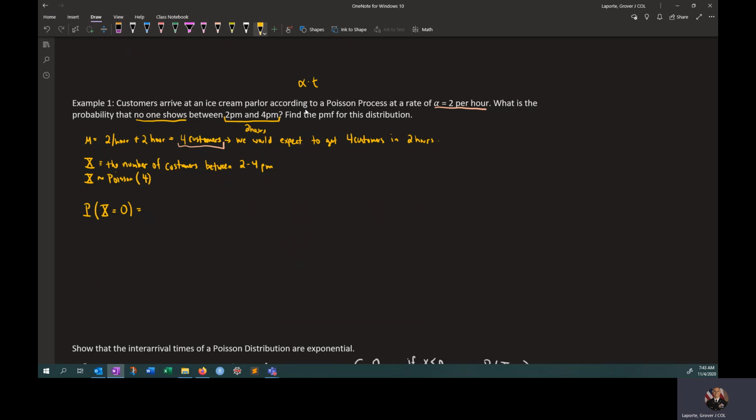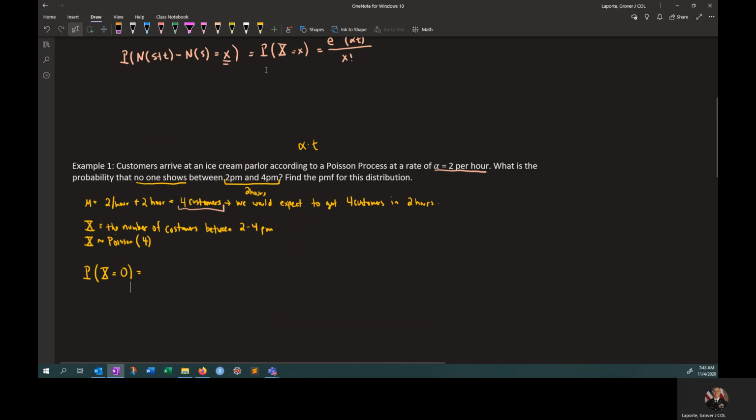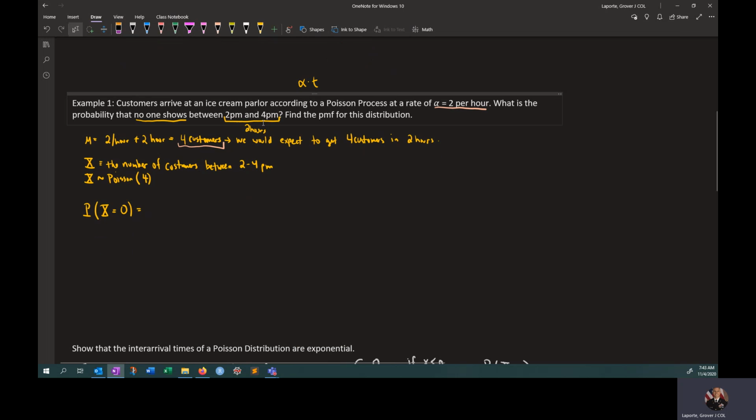Let's just use our formula here. It's pretty straightforward. So 4 being the alpha t, to the 0, e to the negative 4, all over 0 factorial. That's pretty easy. I already did the calculation and had to get my calculator out for this, and it's 0.0183. So about 1.8% of the time for those 2-hour periods you would get 0 customers. Hopefully that makes sense, because again, we're expecting 4.